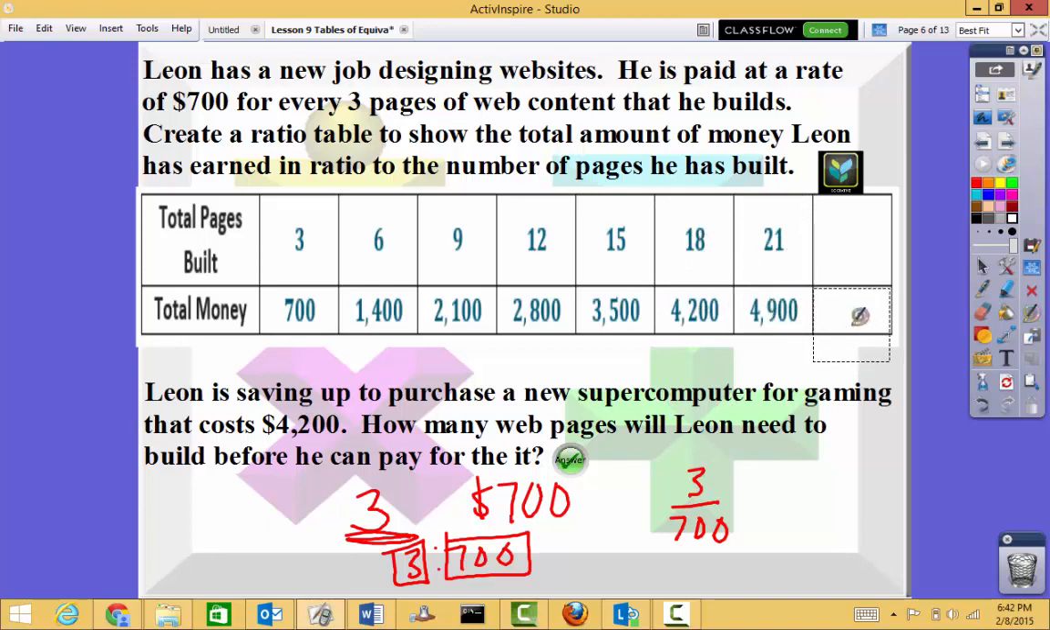Okay, now think of this one. He just made $700 more. Answer on Socrative: how many web pages did he have to make to earn that 5,600? Pause the video, start it back up whenever you're ready.